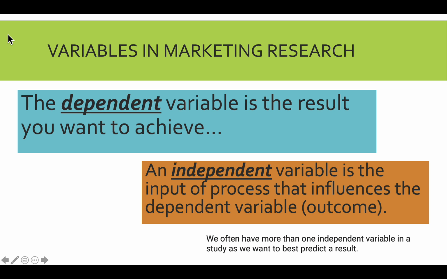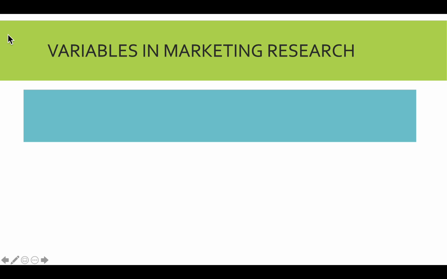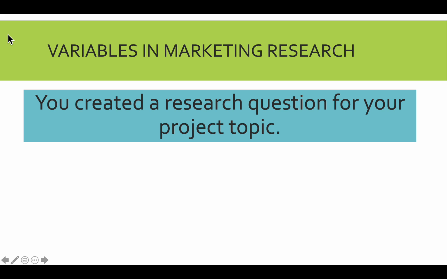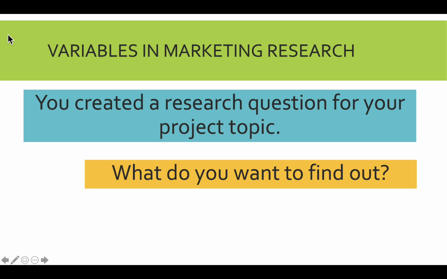All right, so let's remember, in marketing research, the dependent variable is the result of what you want to achieve. An independent variable is the input or process that influences the dependent variable, the outcome. So we often have more than one variable in a study, as we want to best predict the result. So let's look at this. You created a research question for your project topic. What do you want to find out?